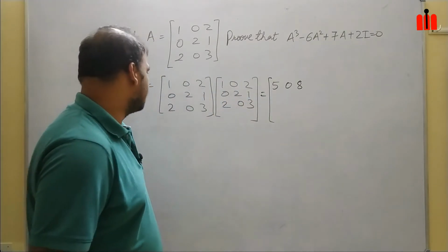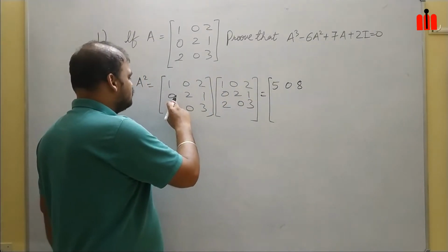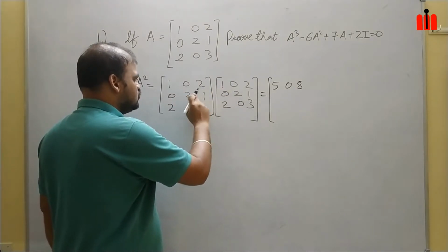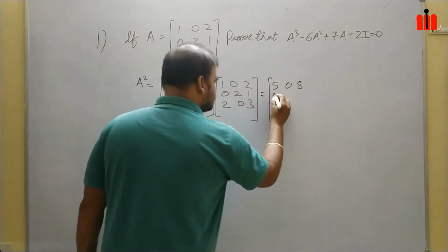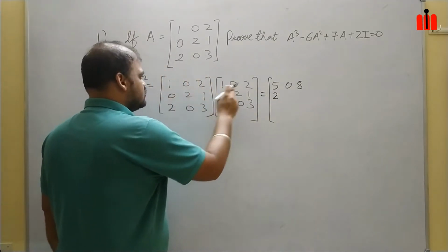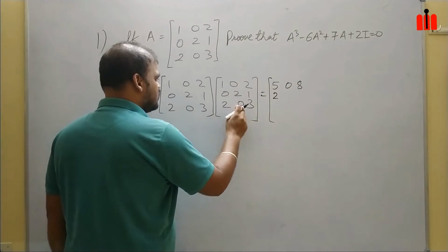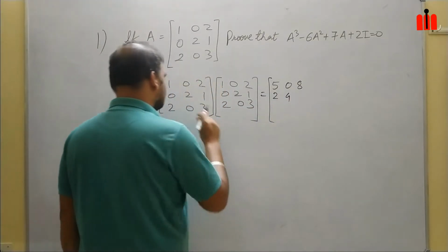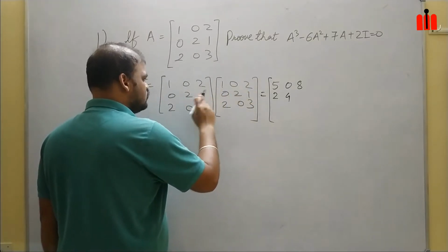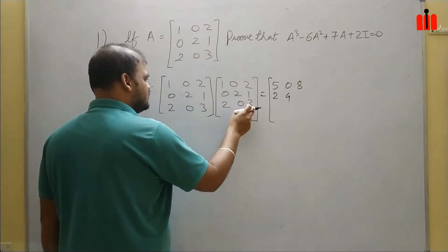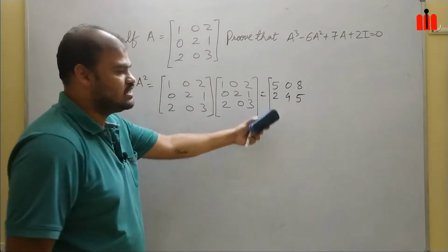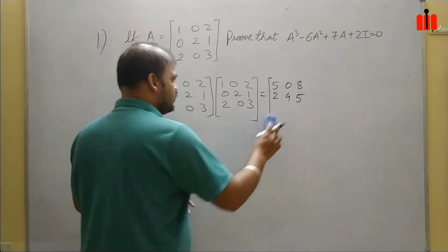Now come to the second row. 0 2 1 with the columns: 0 into 1 is 0, 2 into 0 is 0, 1 into 2 is 2. So it is 2. 0 into 0 is 0, 2 into 2 is 4, and this is 0. So this is 4. 0 into 2 is 0, 2 into 1 is 2, 1 into 3 is 3, 3 plus 2, 5. So this will be my second row.